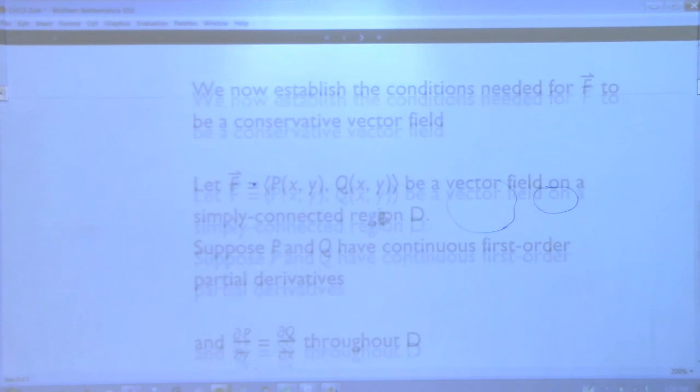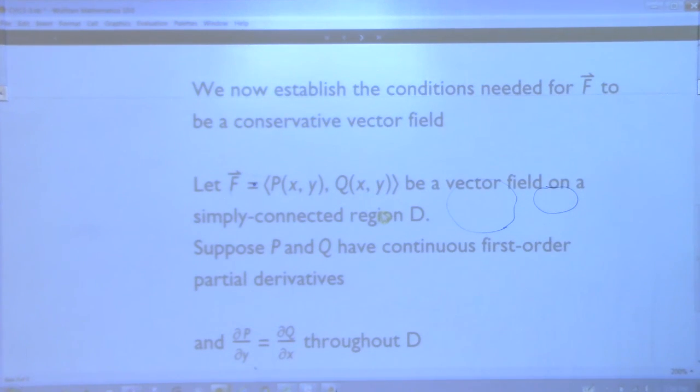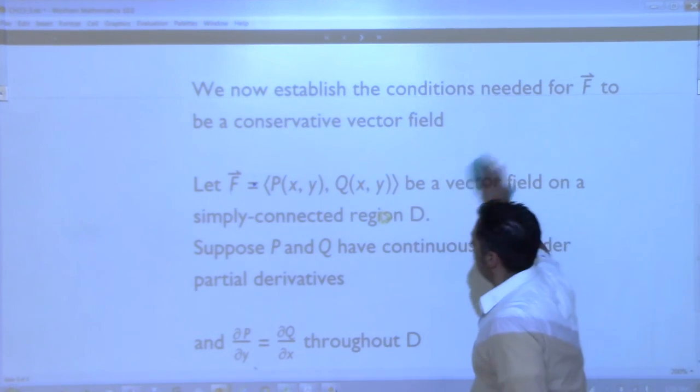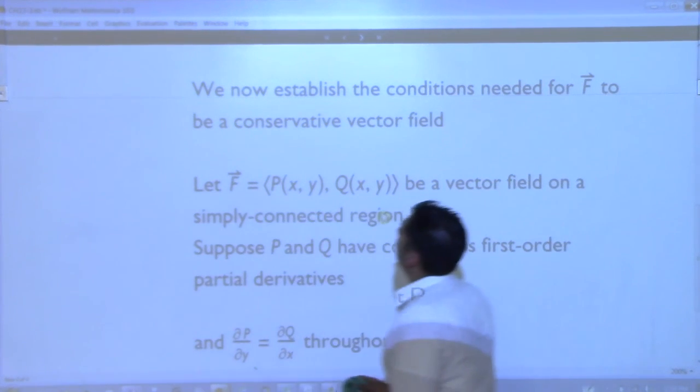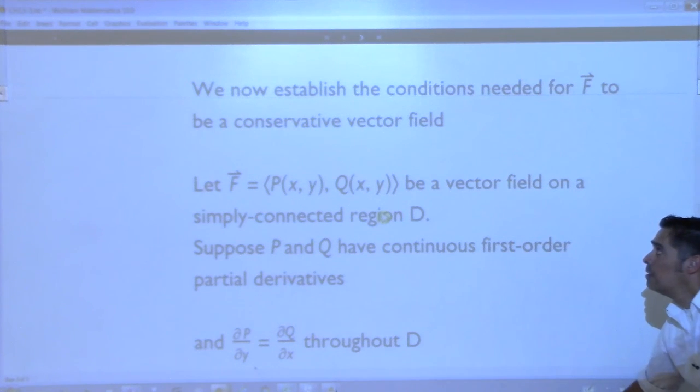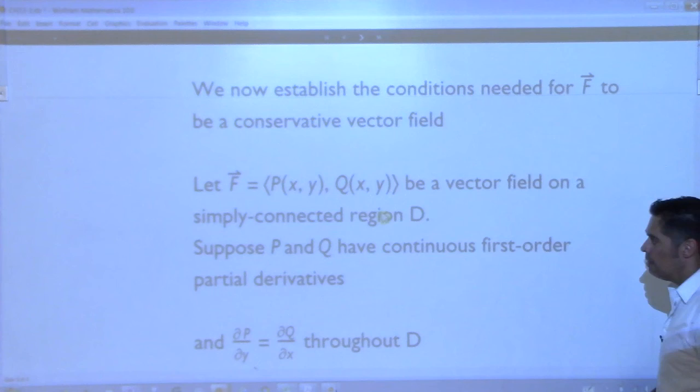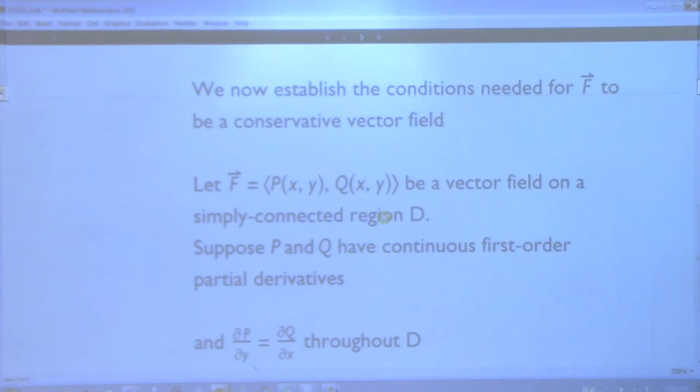What are the conditions we need for a vector field to be conservative? What are the conditions? So we now establish those. It has to be a gradient of another function, a scalar. Well, it's right down there. This is what we have to have. So look at this right here.